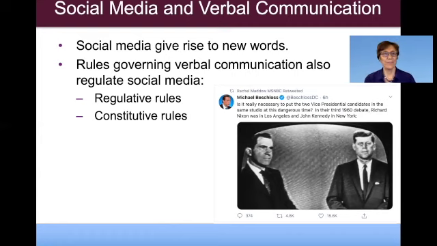And just like verbal communication, social media also has regulative and constitutive rules. So what equals what? A constitutive rule is what constitutes something. So an example is that in text messaging, you shouldn't be using all caps. So that's a regulative rule: use small letters unless it's the beginning of a sentence or a proper noun. Don't use all caps, because what? If you use all caps, it's seen as you're screaming at somebody.